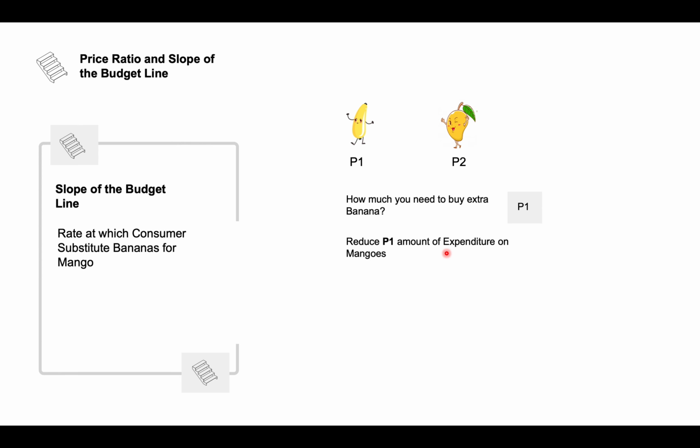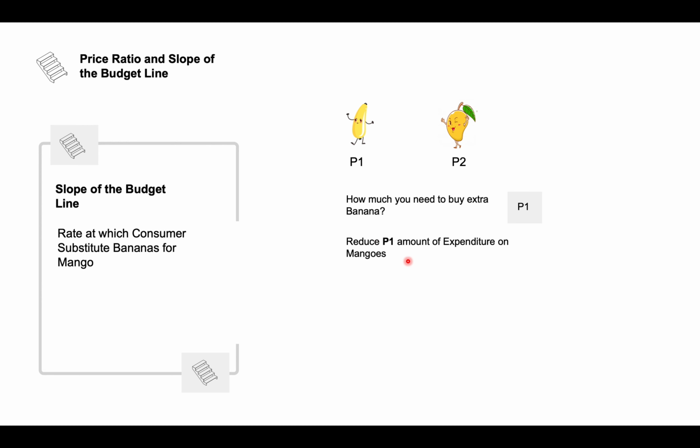For example, let's say your banana costs 10 rupees, and previously you purchased mangoes for 100 rupees. Now, for you to get an extra banana, what do you have to do? You have to reduce this 10 rupees from the amount that you spent on the mangoes. So you used to spend 100 rupees, now you spend only 90 rupees. That is what I'm explaining here. How much do you need to buy an extra banana? P1. You have to reduce P1 amount of expenditure on mangoes.